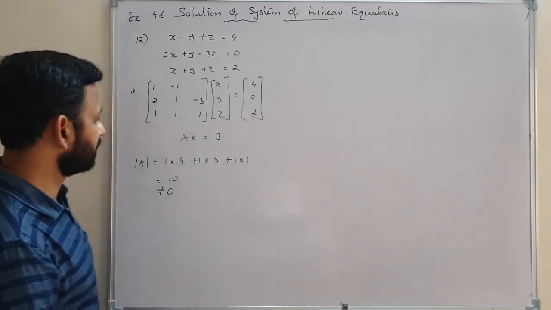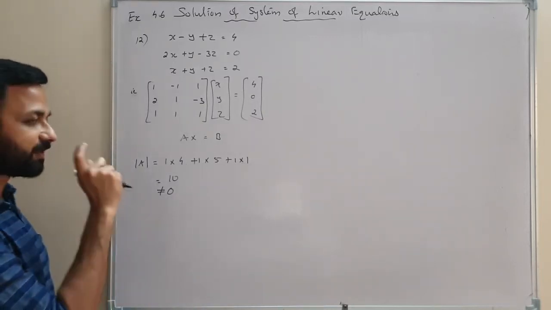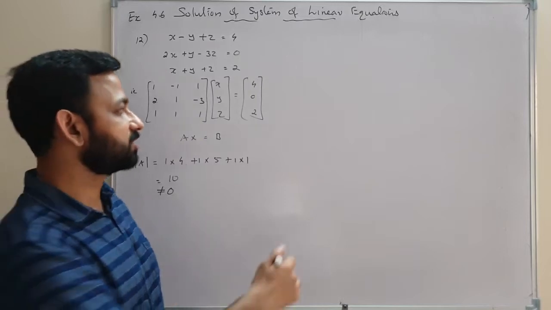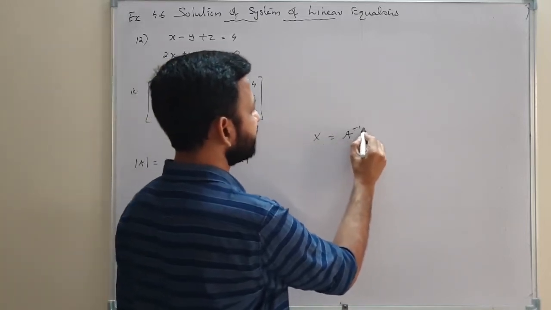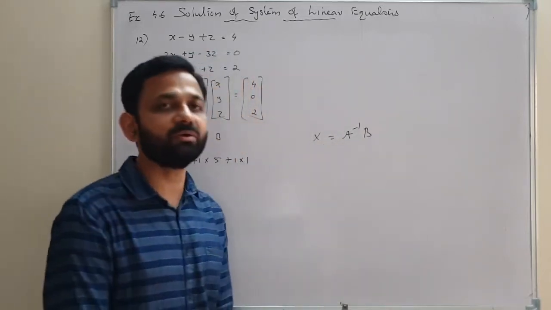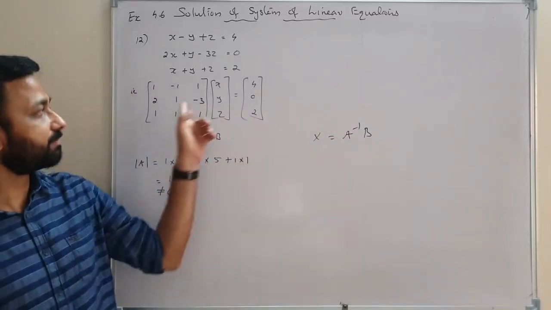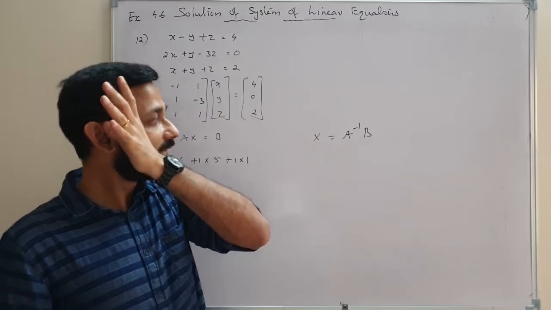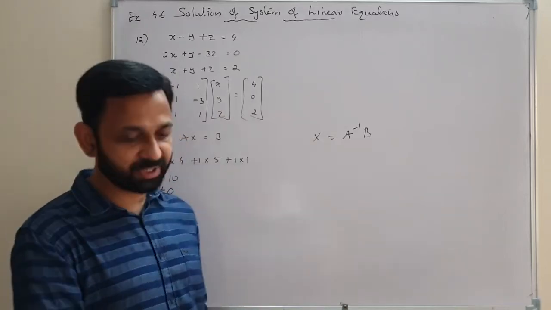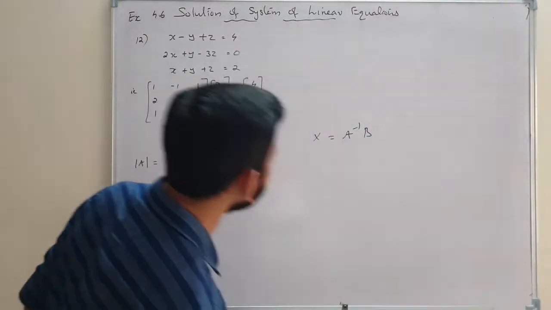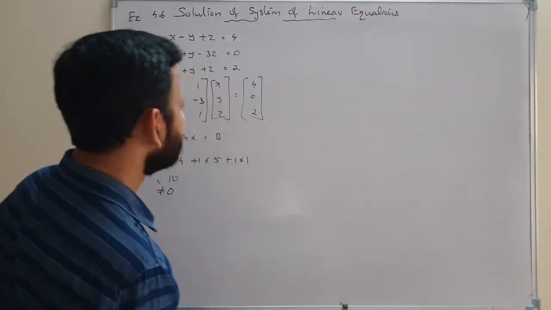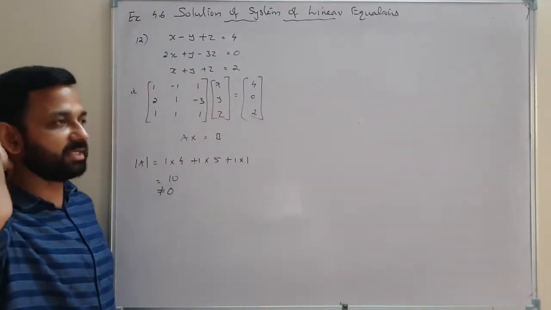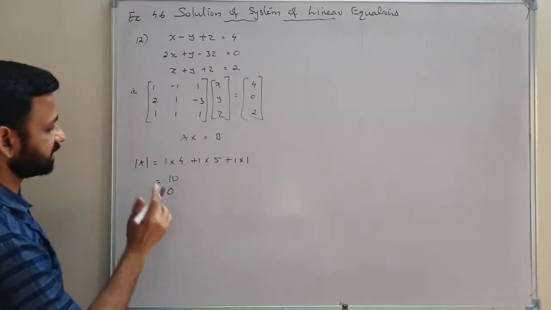If the determinant is not equal to 0, then the system is consistent and the solution is X equal to A inverse into B. So now we are going to find the inverse of the matrix A. A inverse is adjoint A divided by determinant A, then that matrix into B, that is our method. So first we have to find adjoint A. Adjoint A is the transpose of the cofactor matrix.